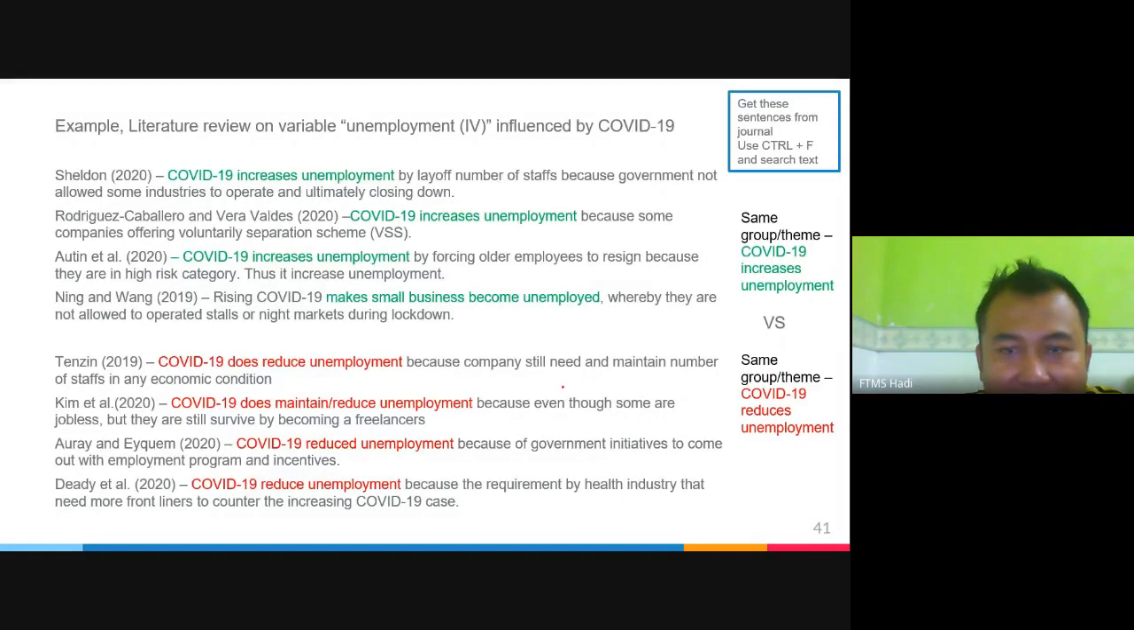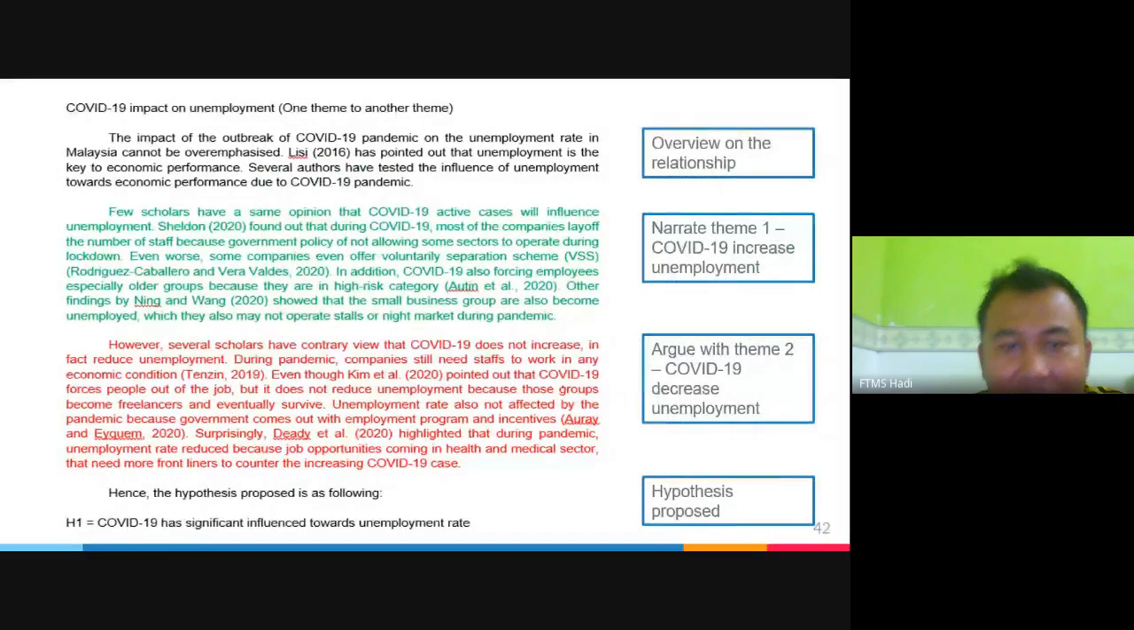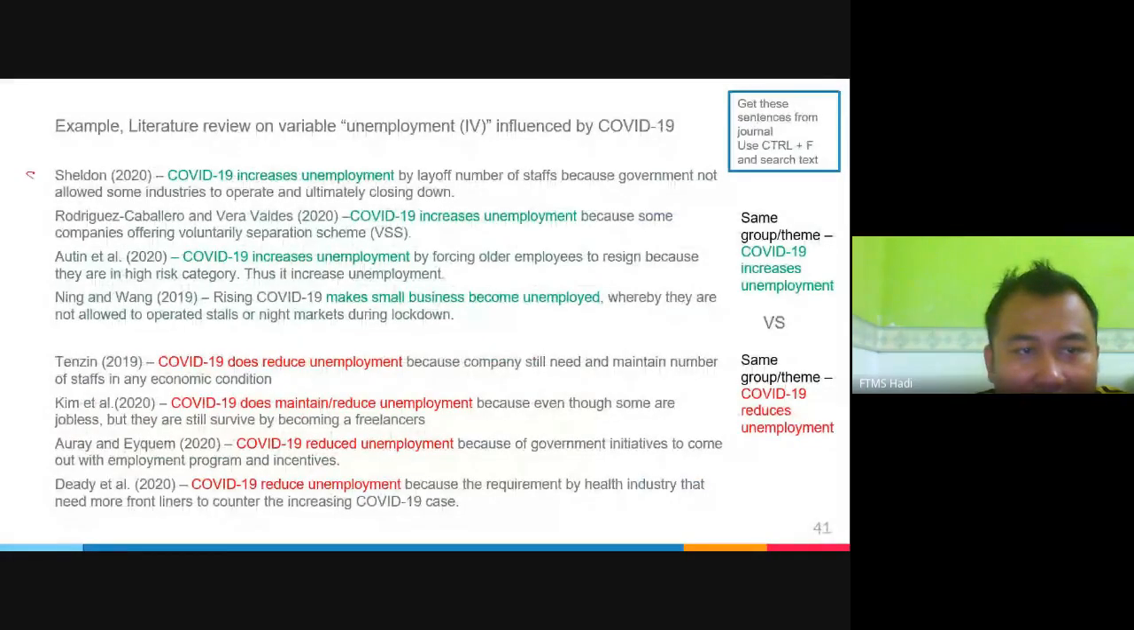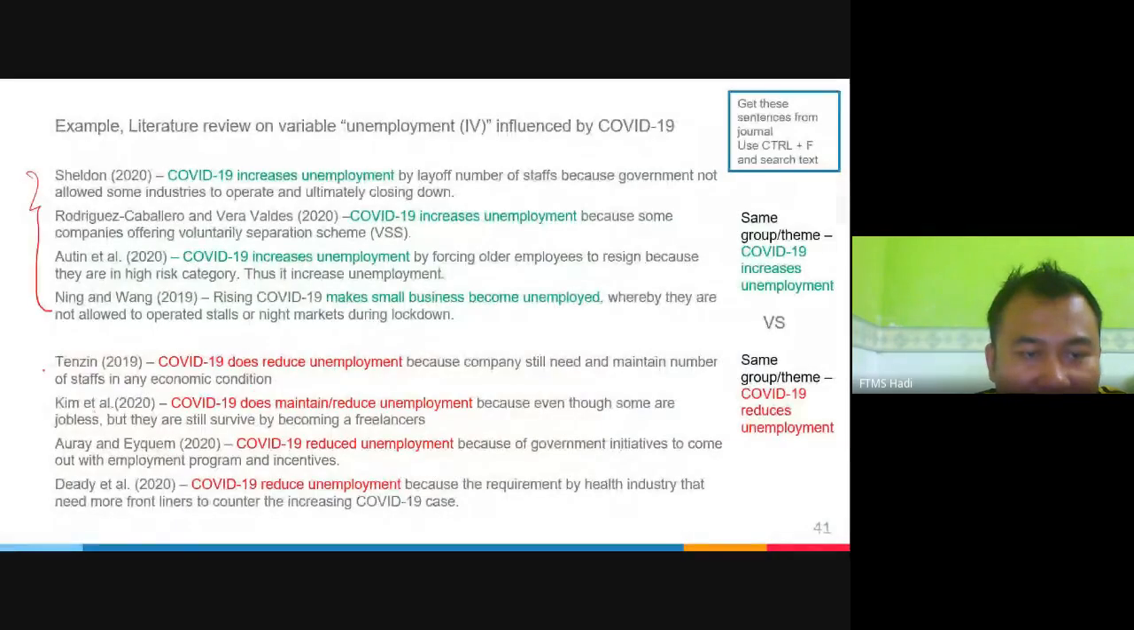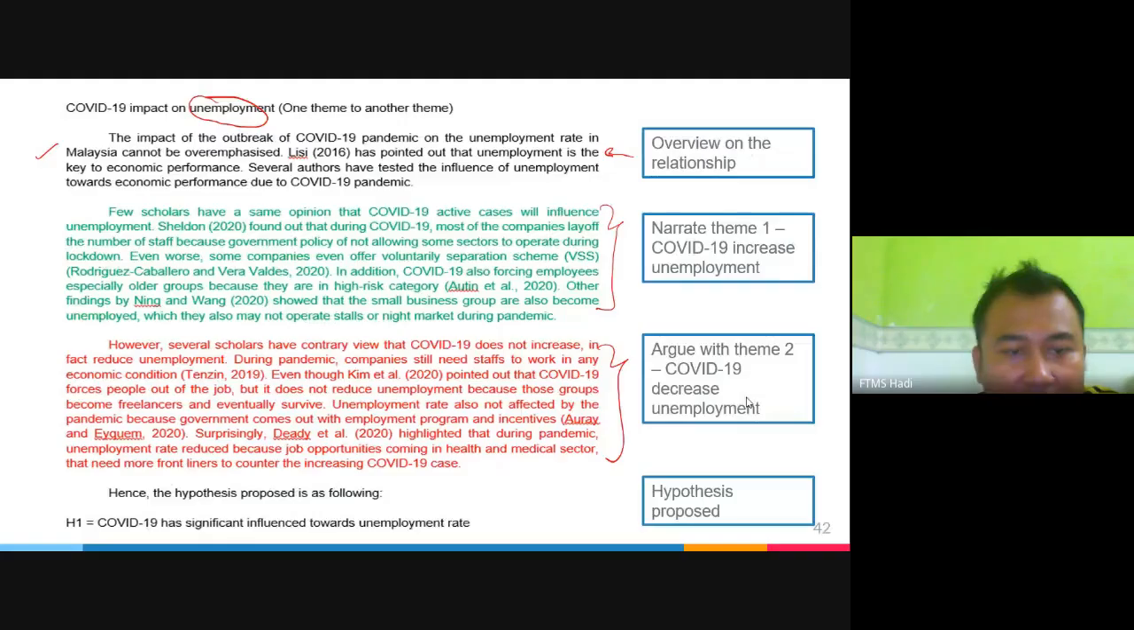So what I did is, the first one is an overview, where you just tell what unemployment is and the COVID-19 impact on unemployment. Okay, this is some kind of definition and overview. All the green ones will be transferred into the first paragraph. And the second paragraph, we're talking about the red one, which is the second group, COVID-19 reduces unemployment. Okay, you see, there is a link between the first and second paragraph. You see, contrary view. Several scholars have a contrary view.